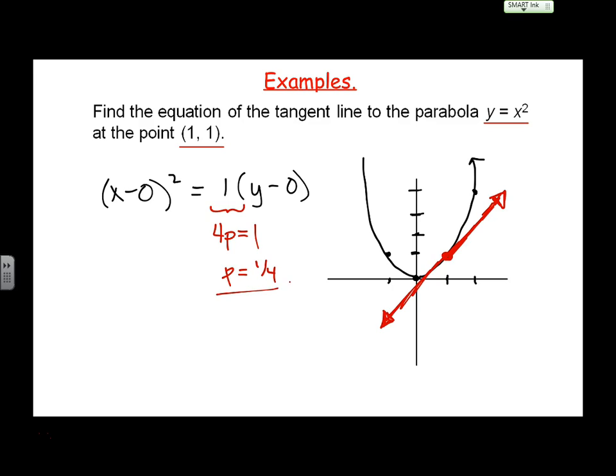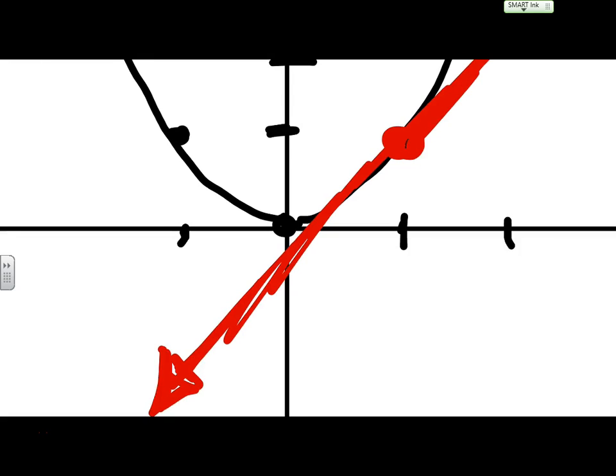So we know our focus is at, that'd be like a fourth. That's where the light bulb should be in the parabolic reflector to make it go straight out. Anyway, reminding you of the application from yesterday.